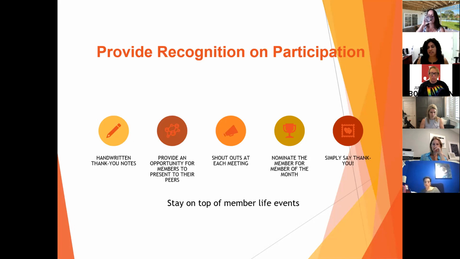As chairs, you are responsible for nominating members of the month. So if you see someone going above and beyond, there is a member of the month form. And we always encourage you to please nominate people for this. It's a great way to really show how thankful you are. And then always just say a simple thank you at the end of every meeting, just thank them for taking time out and being part of your committee, for making all of this come true.